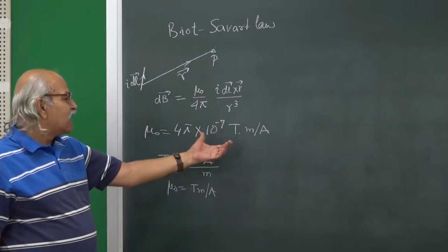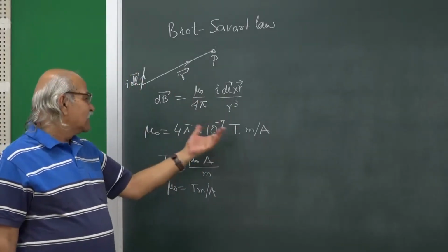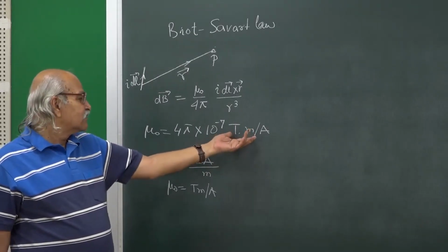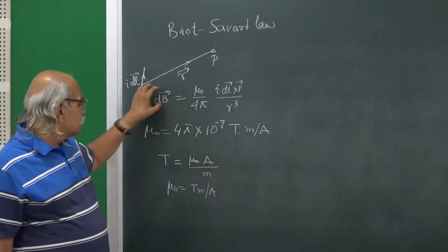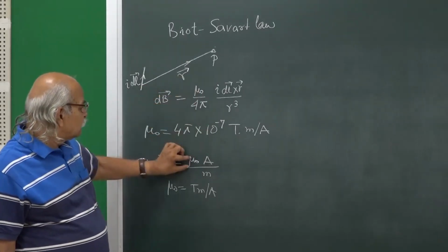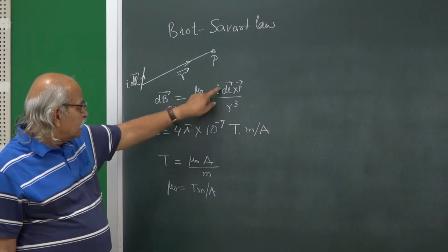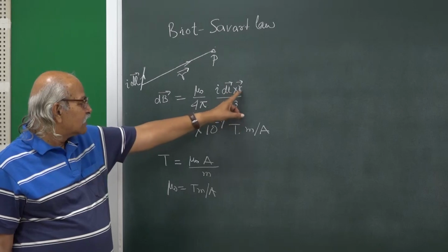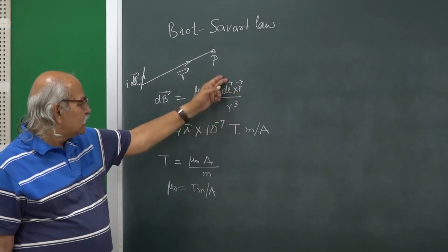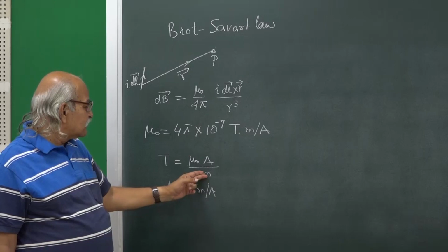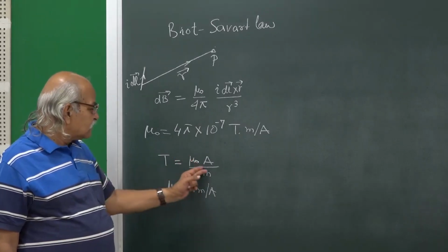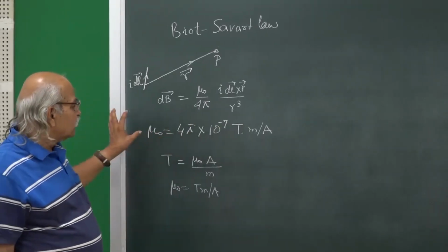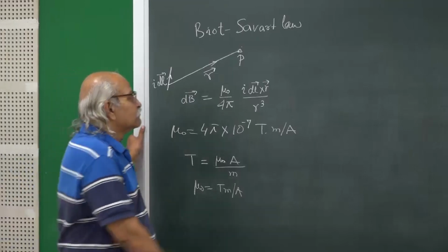You do not have to remember, I do not remember all the time what the SI unit is. Whenever need arises, I can just derive it this way. This is Tesla, this is mu naught, 4 pi is a number, I is current in ampere, then this is length, length square, and this is length cube. So, it is 1 by length, which is meter. So, mu naught will be Tesla meter divided by ampere. So, this is a universal constant, by definition it is this.